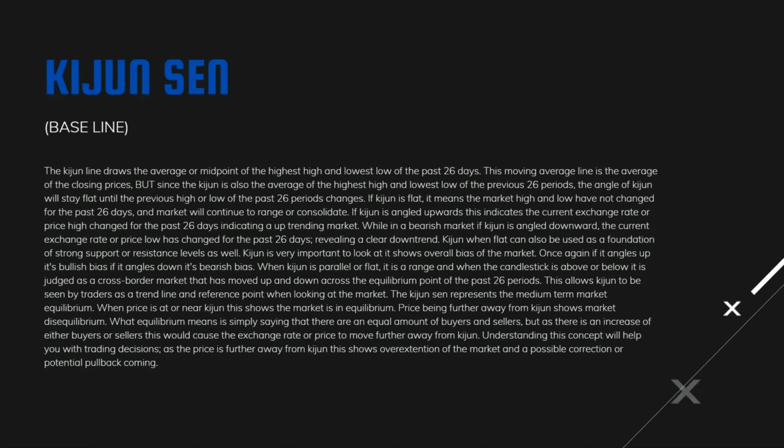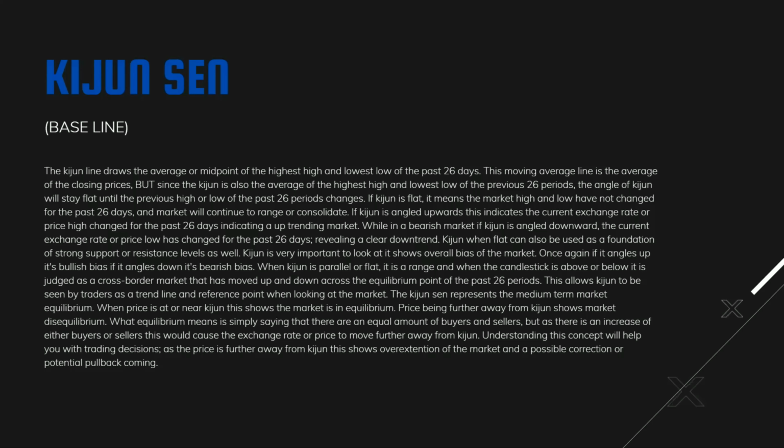Kijun is very important to look at as it shows the overall bias of the market. Once again, if it angles up, it's bullish bias. If it angles down, it's bearish bias. When Kijun is parallel or flat, it is a range, and when the candlestick is above or below, it is judged as a cross-border market that has moved up and down across the equilibrium point of the past 26 periods. This allows Kijun to be seen by traders as a trend line and reference point when looking at the market.